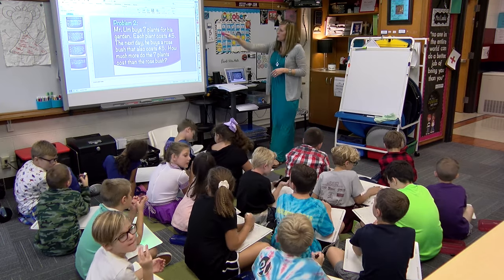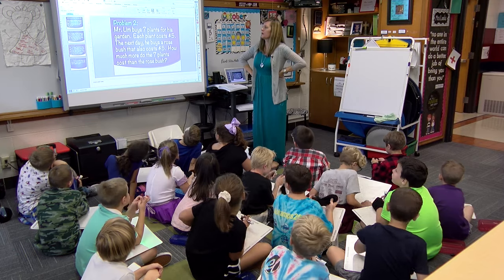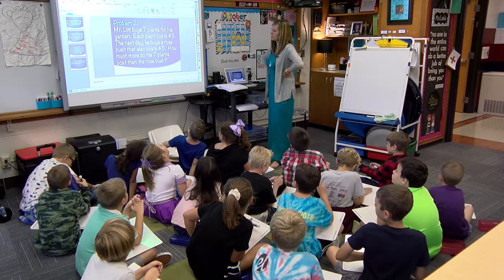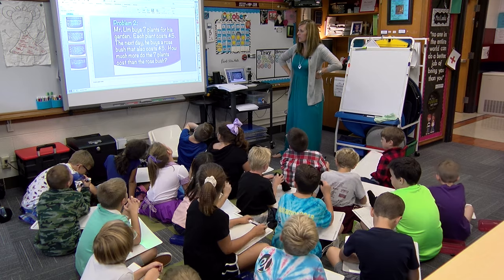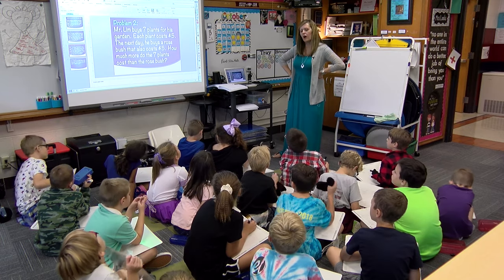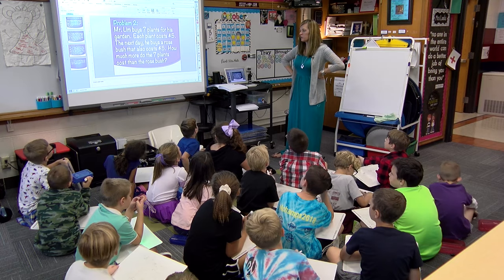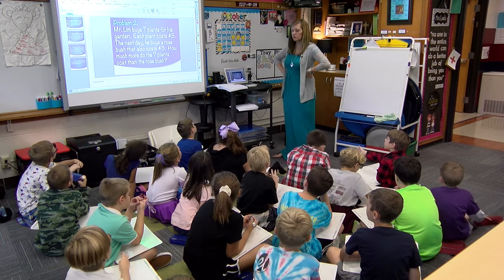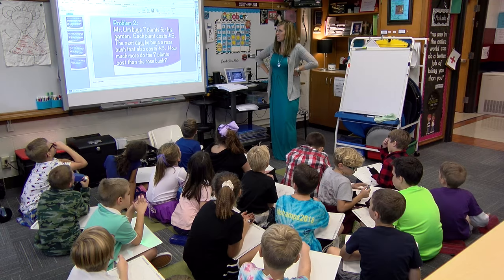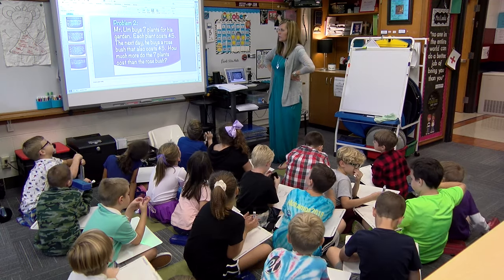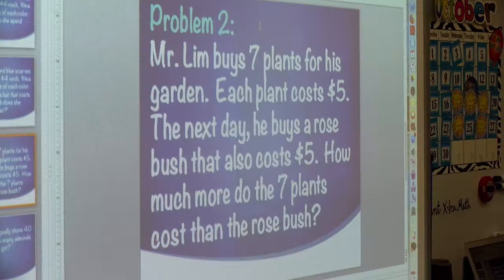All right? Problem 2. Mr. Lim buys 7 plants for his garden. Each plant costs $5. The next day, he buys a rose bush that also costs $5. How much more do the 7 plants cost than the rose bush? Let's read it one more time. Mr. Lim buys 7 plants for his garden. Each plant costs $5. The next day, he buys a rose bush that also costs $5. How much more do the 7 plants cost than the rose bush?